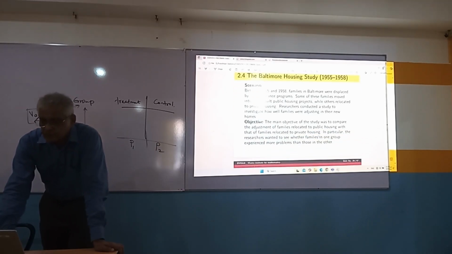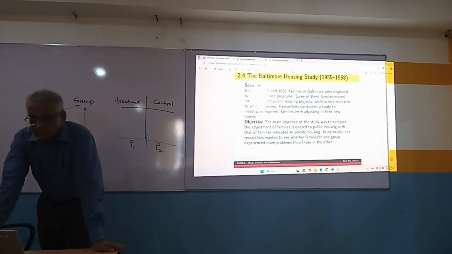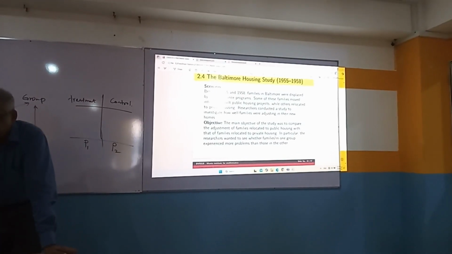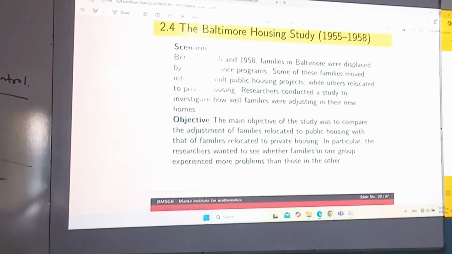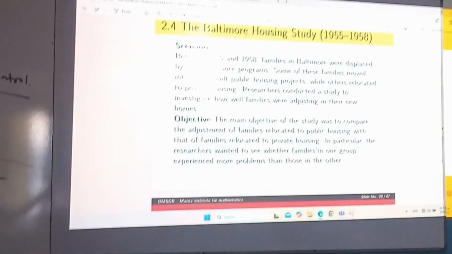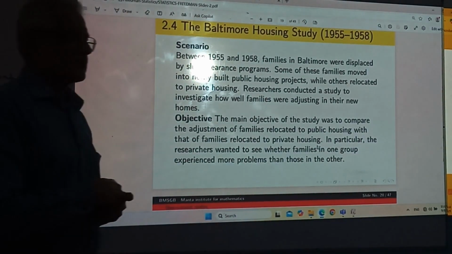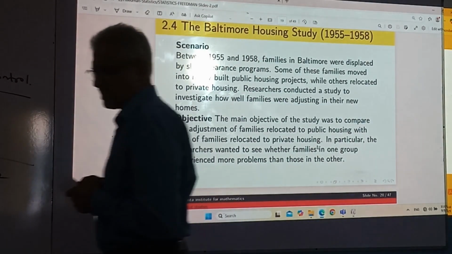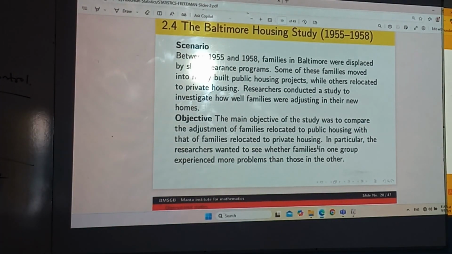Okay. So now let us look at this example. This is an observational study. So we are trying to understand how the design of the experiment, or design of the study, even affects the outcomes. Right. So between 1955 and 1958, families in Baltimore were displaced by a slum clearance program.